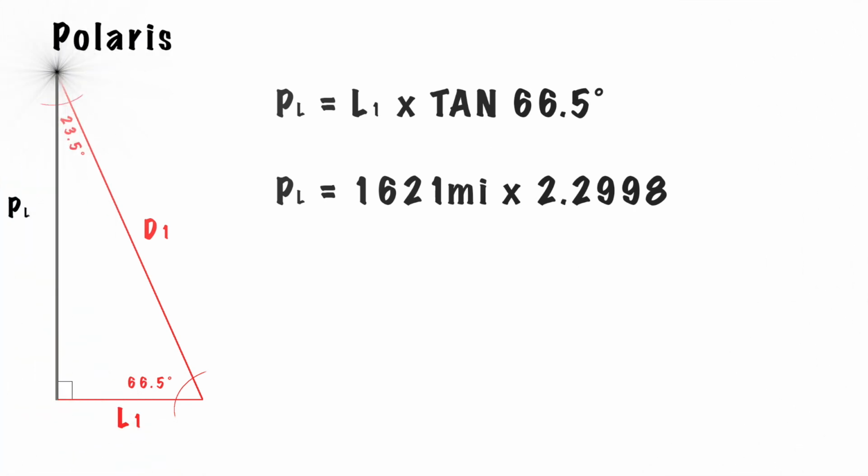Moving forward, we now know the value of L1, and we know the tangent of 66.5 degrees from our previous calculations. And so all we have to do is multiply them together to get the height, p sub L, for Polaris. And we find that here on this flat Earth, Polaris is 3,728 miles above the North Pole. Just like before, we have to double check our work.